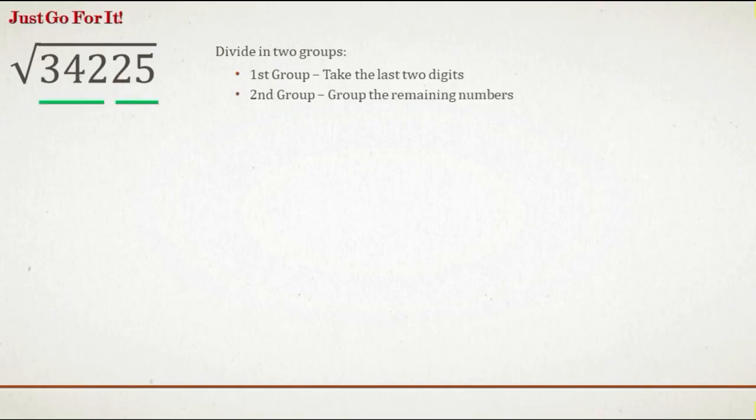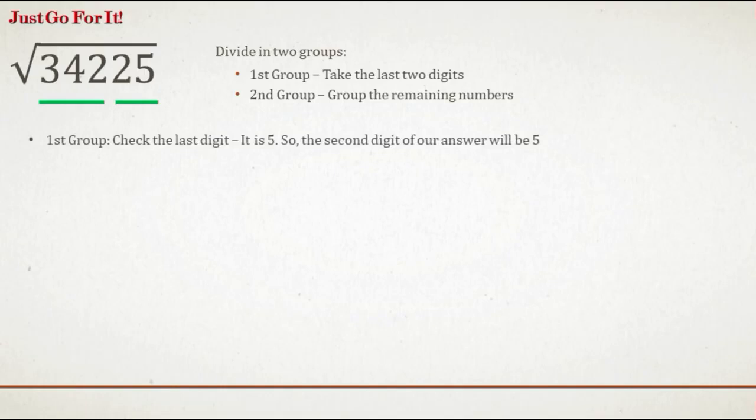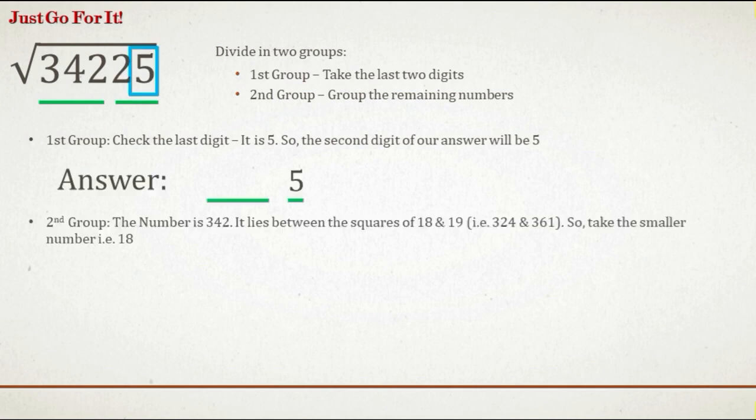Let's divide this into two groups, last two digits and the remaining digits. Now for the first group, the last digit is 5. So the second digit of our answer is 5, since the square of 5 ends in 5. Now for the second group, the number is 342, right?